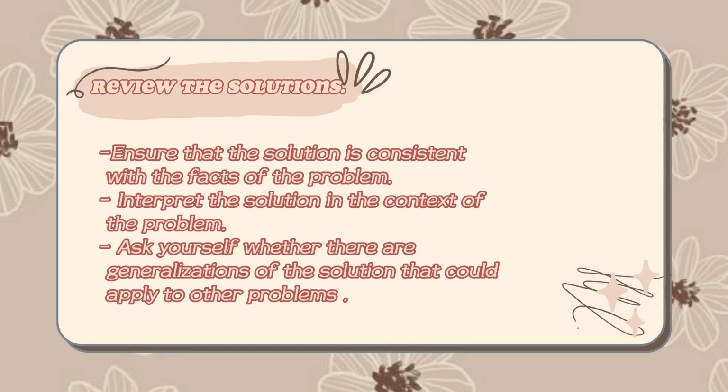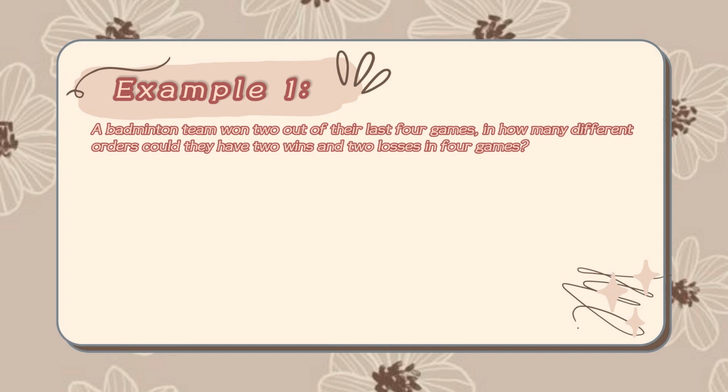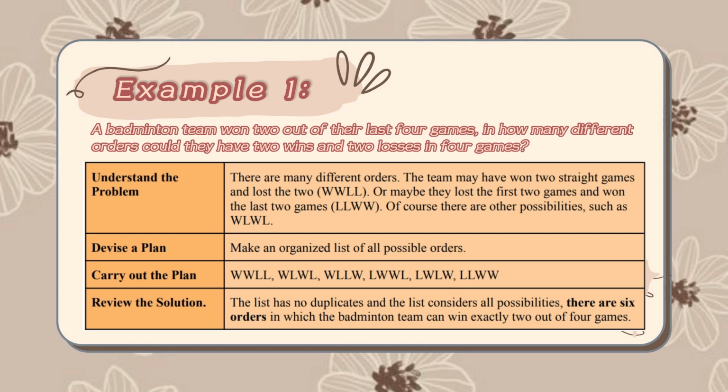Let's have example number 1. A badminton team won 2 out of their last 4 games. In how many different orders could they have 2 wins and 2 losses in 4 games? So applying the 4 steps of Polya's problem-solving strategy, the first one, we need to understand the problem.